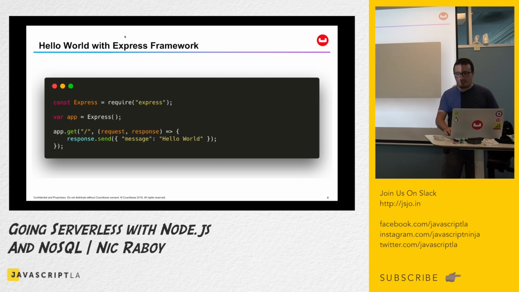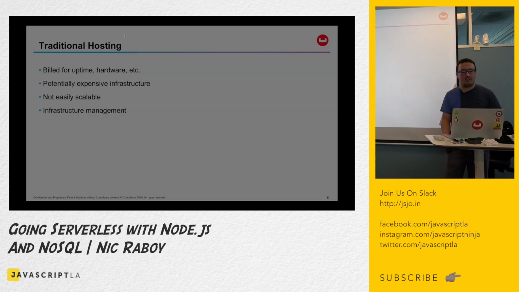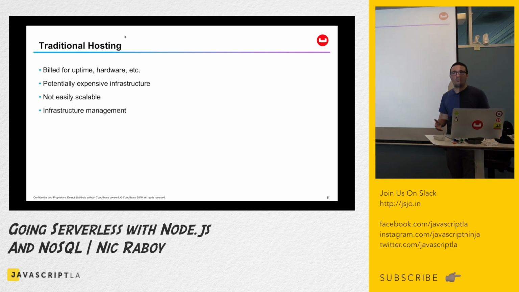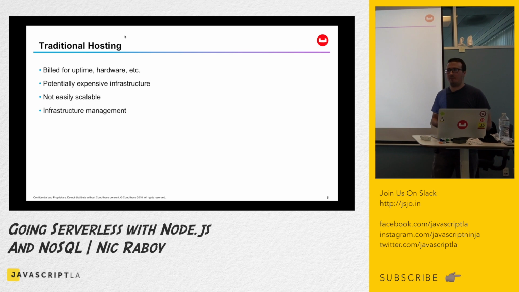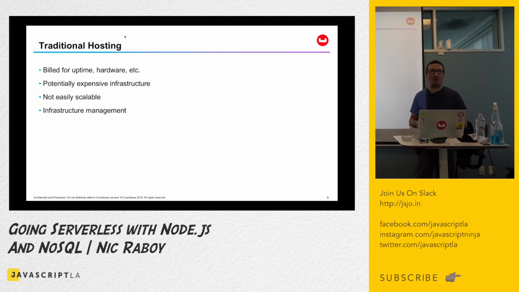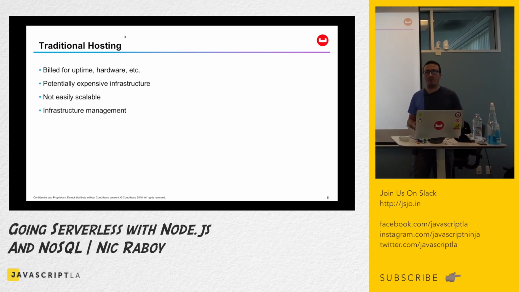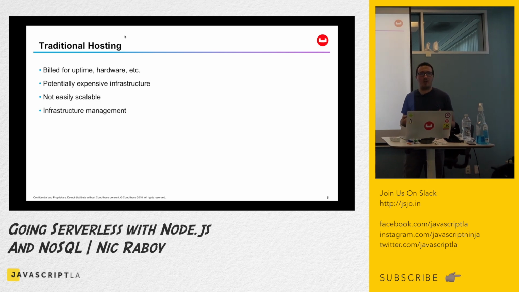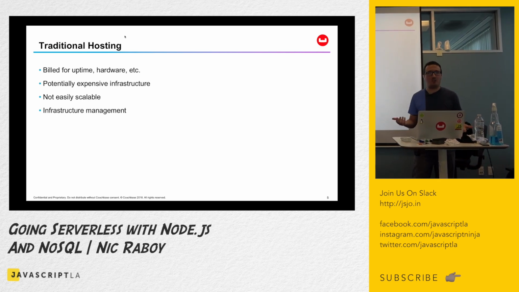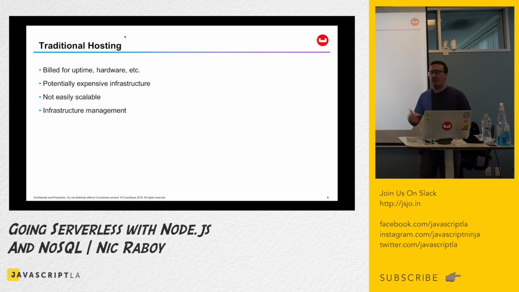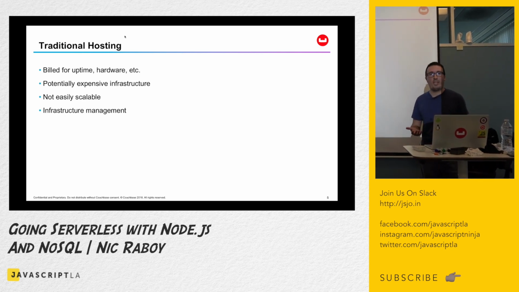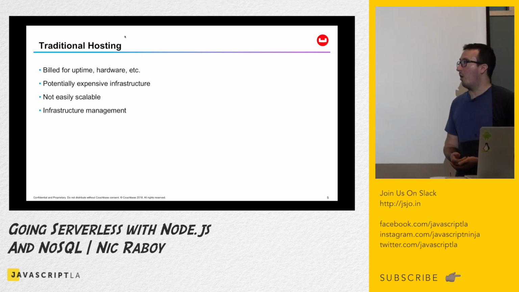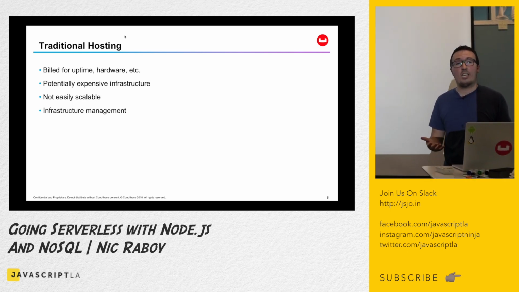The thing about this is, even as simple as it is, if you were to try to host this on any kind of traditional hosting environment, you're paying for uptime. And uptime for a very simple application like that is probably more expensive than it's worth. So I personally use DigitalOcean for my own applications. The cheapest you can get there is $5 a month. That's overkill for this particularly small application. You're also paying for hardware potentially, and it's not as easily scalable as it could be.